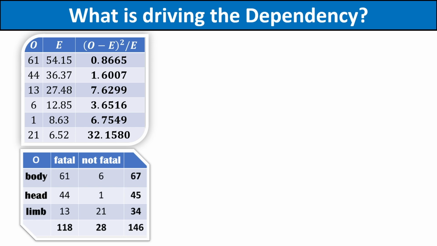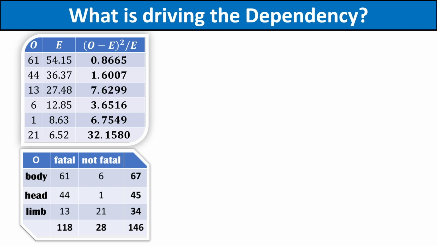Now, one last thing I want to talk about in this scenario, just want to discuss the kinds of things that you might infer depending on how the numbers work out in this calculation. So what I'm getting at is I'm going to ask the question, what is driving the dependency? So we rejected the null. We can conclude that these two categorical variables are dependent. In other words, the probability that an injury is fatal depends on the location of the injury.